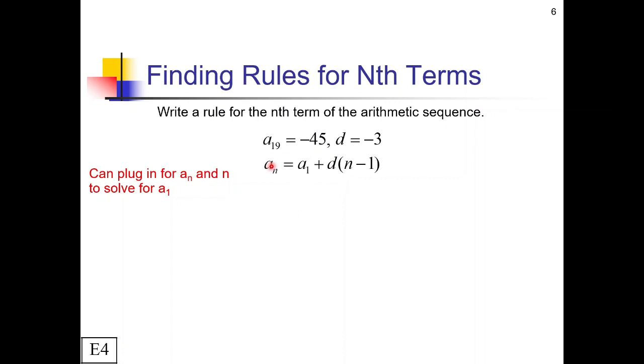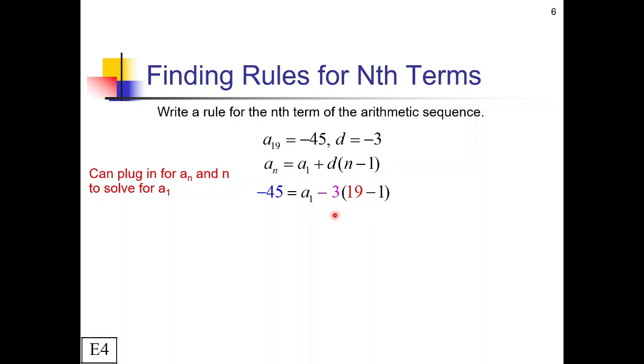So for a sub n, again, we're going to use negative 45. a1, we don't know that yet. d, we know, was negative 3. And then the n value is going to be the 19 that we have to plug into whatever this is going to be to get the negative 45. So 19 minus 1 in there.